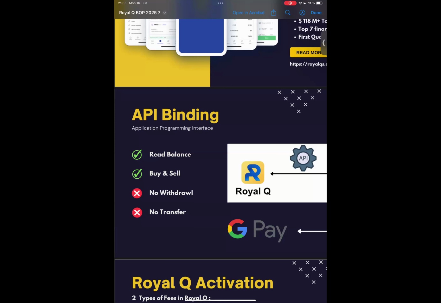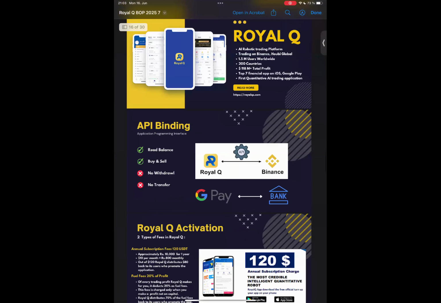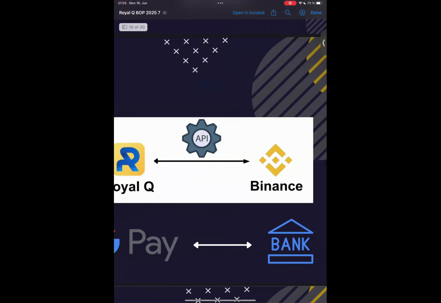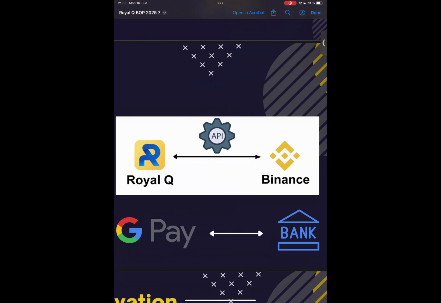You know the robot is programmed to buy low, sell high, or vice versa, depending on the market you are trading on. There are no withdrawals, no transfers as well. I hope that is clear. So the Binance serves like your bank, whilst the Royal Q serves like your Apple Pay or your Google Pay. So what helps the two of them to communicate is the API. The API is an abbreviation for application programming interface.